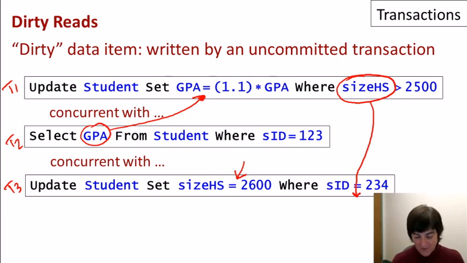One clarification about dirty reads is that there's no such thing as a dirty read within the same transaction. Specifically in T3, for example, after we've modified the size high school, we might read the size high school later in the same transaction, and that's not considered a dirty read. So a read is only dirty when it reads an uncommitted value that was modified by a different transaction.